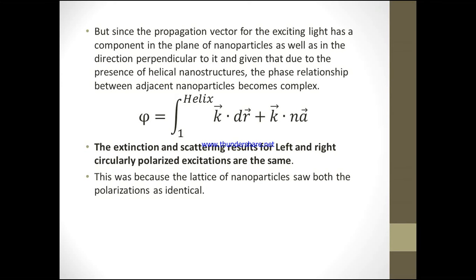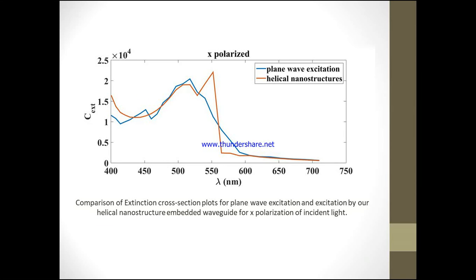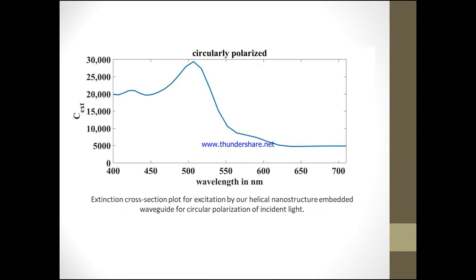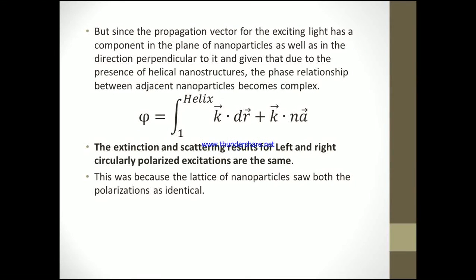Now, we are getting these modes: this 550 nanometers, this 428 nanometers, 600 nanometers, all sharp and prominent. This is because the exciting light, the excitation wavelength, due to total internal reflection, gets into these helical nanostructures, and the phase they accumulate in these helical nanostructures is highly complicated.